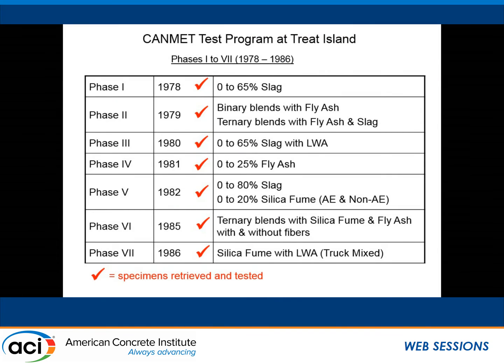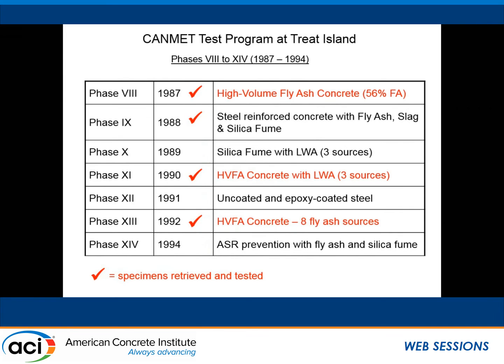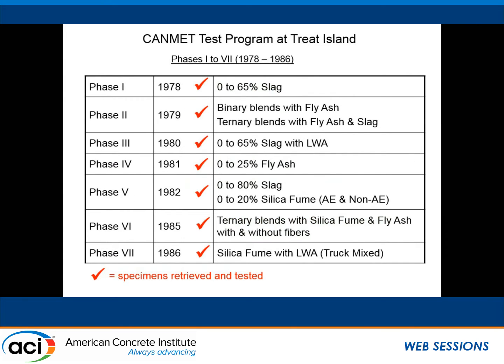Really a very extensive use of SCMs. They used high levels of fly ash, high levels of slag. There was high-volume fly ash concrete out there, silica fume concrete. Unfortunately, only really one example of a ternary blend, and that's all I'm going to show here. In 1985, they put out a ternary blend with silica fume and fly ash. We brought it back when it reached 25 years of age, so 2010.